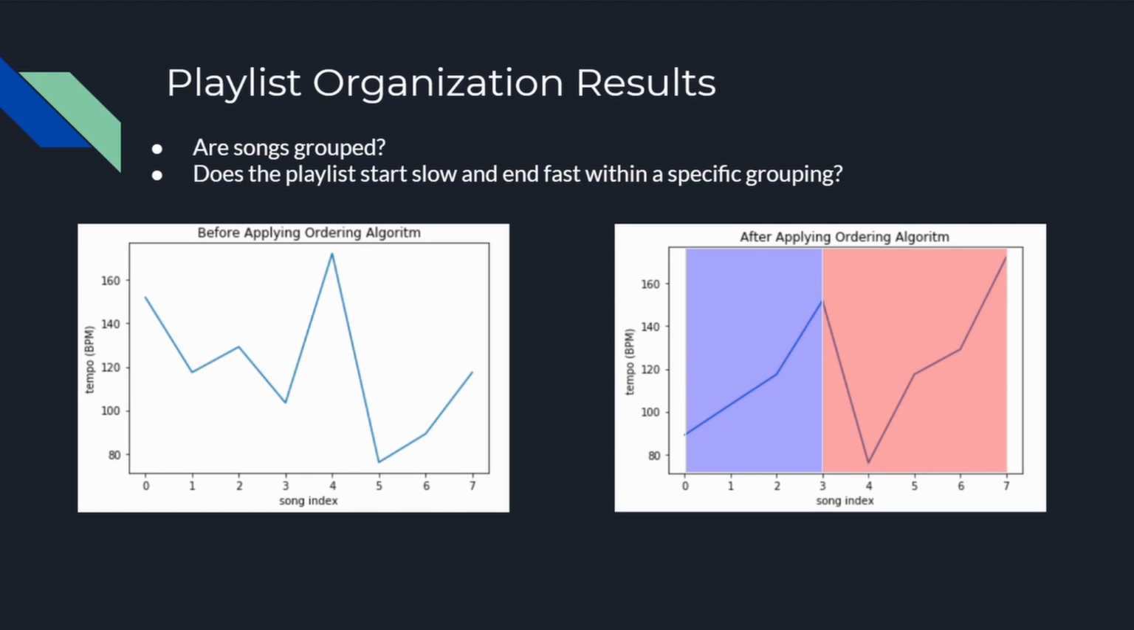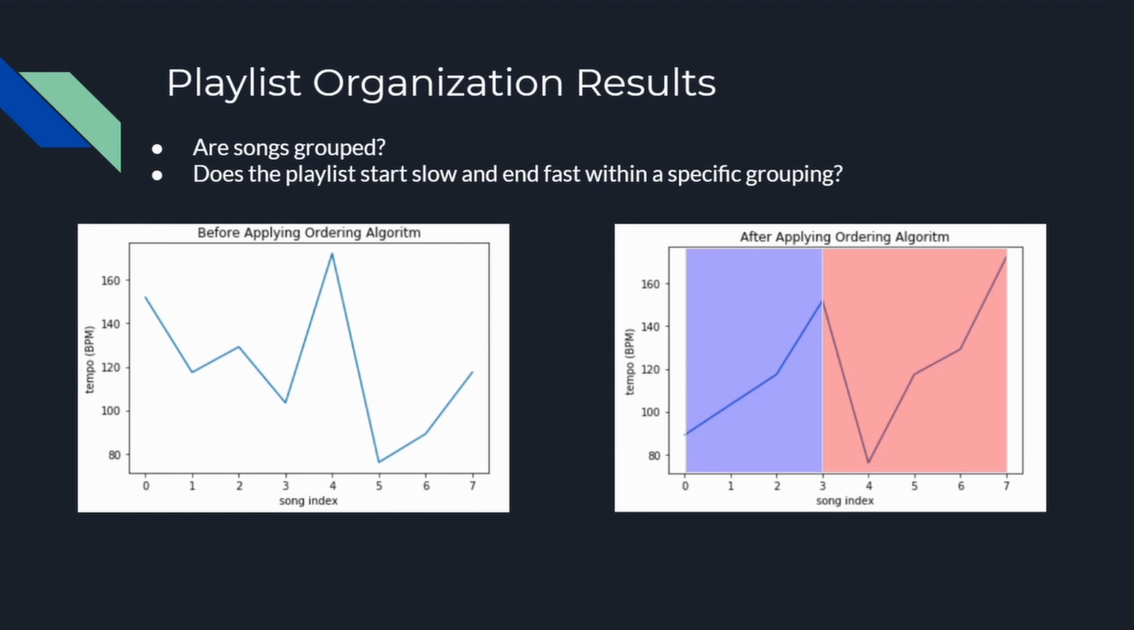Here are some results of our playlist organization algorithm. On the screen, you'll see two graphs. The left-hand side graph displays tempos of an unorganized playlist, where index 0 on the x-axis represents the first song in the playlist. As you can see, the playlist starts with a high tempo, then fluctuates greatly throughout the remaining songs in the playlist. This is very unorganized.